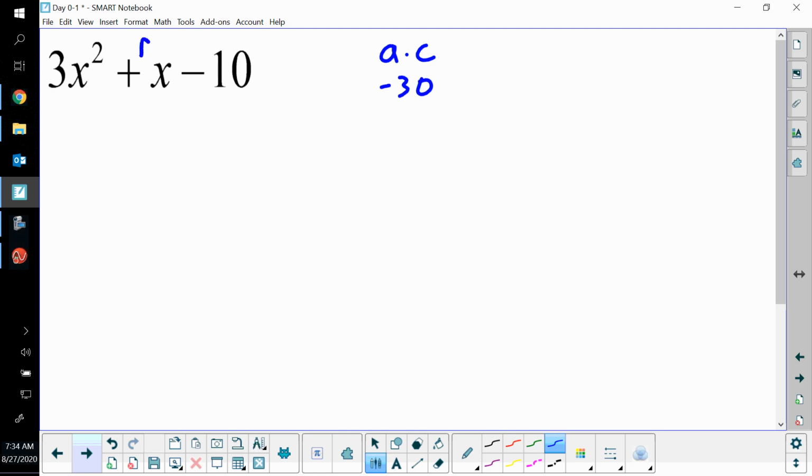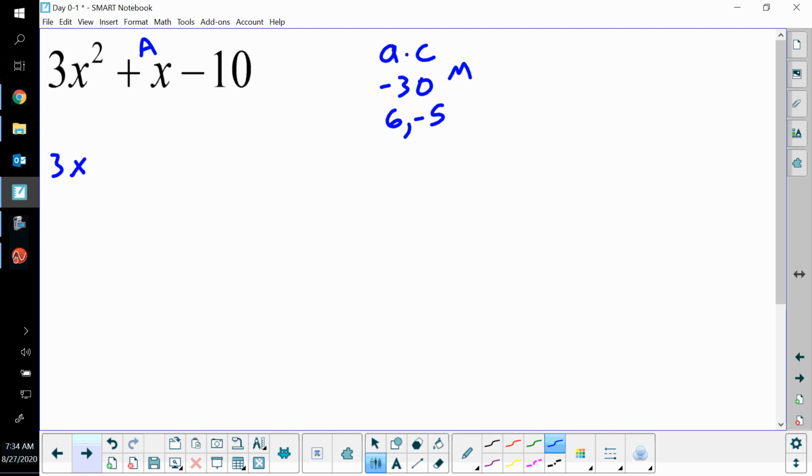So we want to add to the 1 that is in front of the x, and we want to multiply to negative 30. So to multiply to a negative, they need opposite signs. And for 30, to get a positive 1, we would want positive 6 and negative 5. Remember, if you struggle with your factors, do negative 30 divided by x in a graphs page on the calculator. Do Control T, and then just find the pair that will add to positive 1.